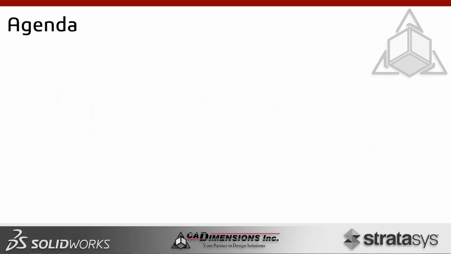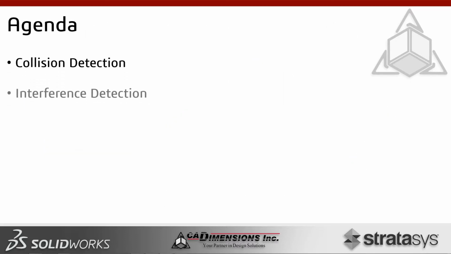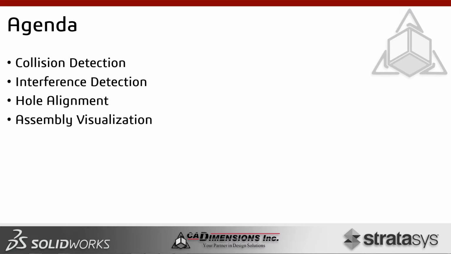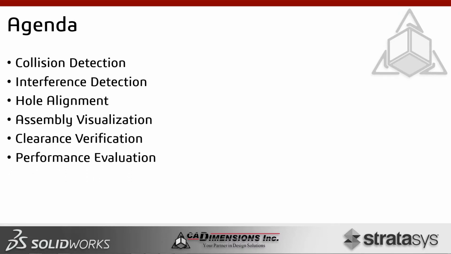So the agenda for today is we're going to start by talking about collision detection and how we can determine our static and dynamic interferences, and then we'll get into hole alignments and hole alignment tools, so you can determine if you've got some sort of hole misalignment going on. We'll talk about the assembly visualization tool a little bit, and then also some clearance verifications. Like I said, more of these evaluation and verification tools to help you create these assembly models.